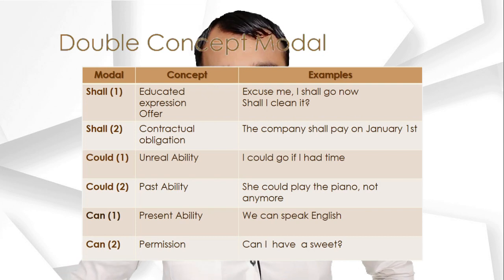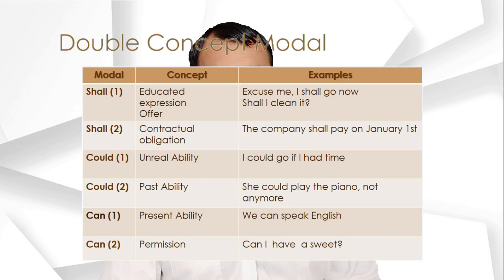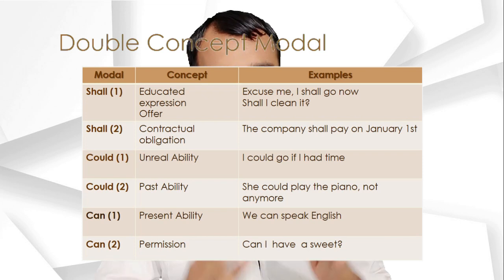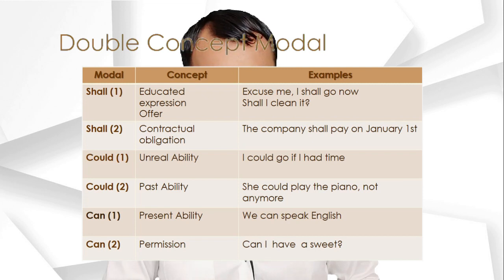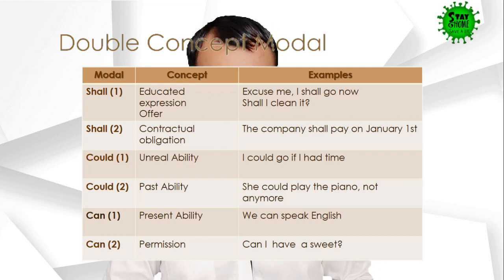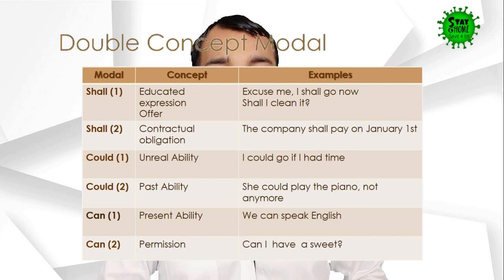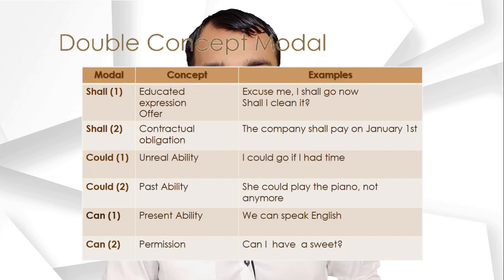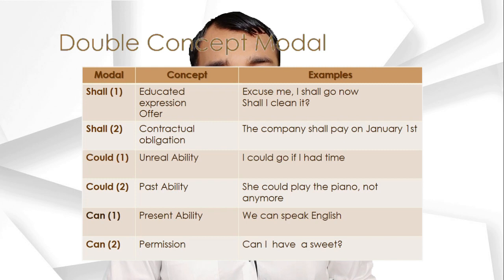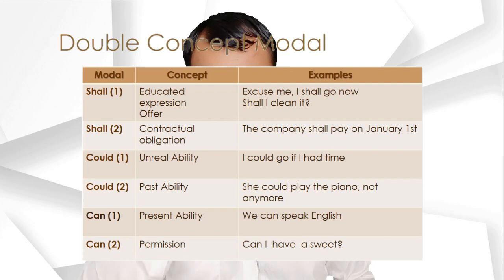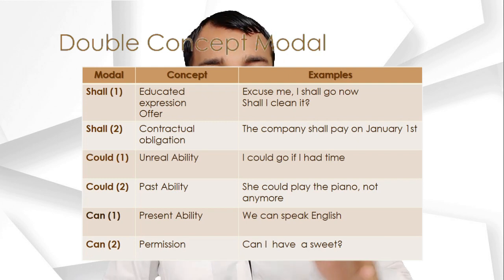Then can. The first usage of can is present ability, showing we can speak English. Then the second concept of can is expressing permission. Can I have a sweet? Can I have a sweet? Means asking permission. So these are the usages of the double concept modals and single concept modals we have categorized, and we explained that. The remaining part I will take in the next class.